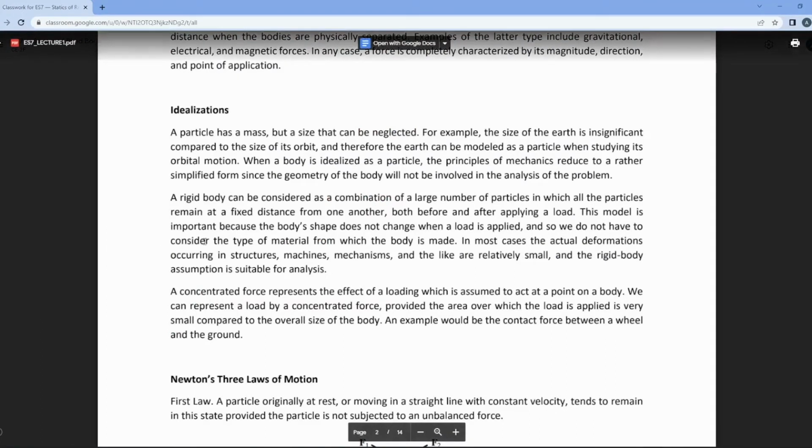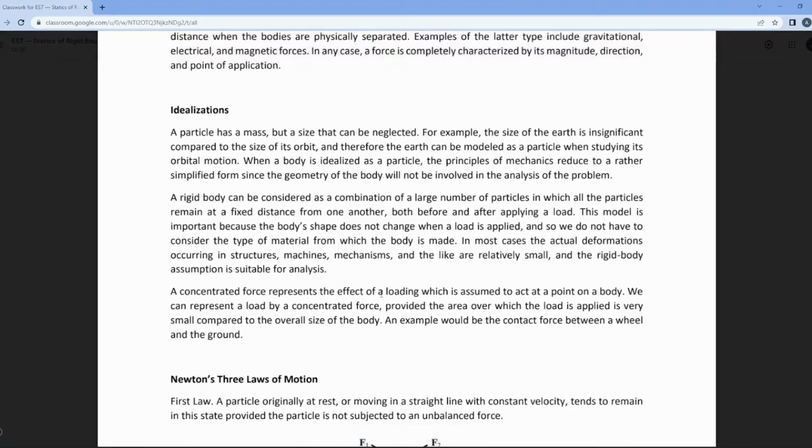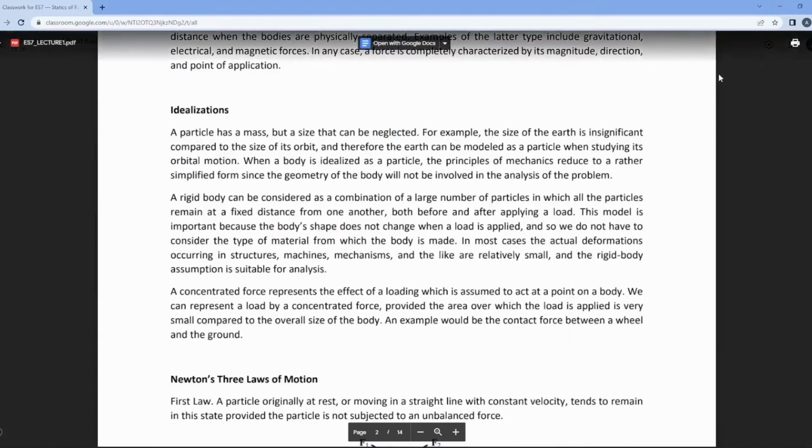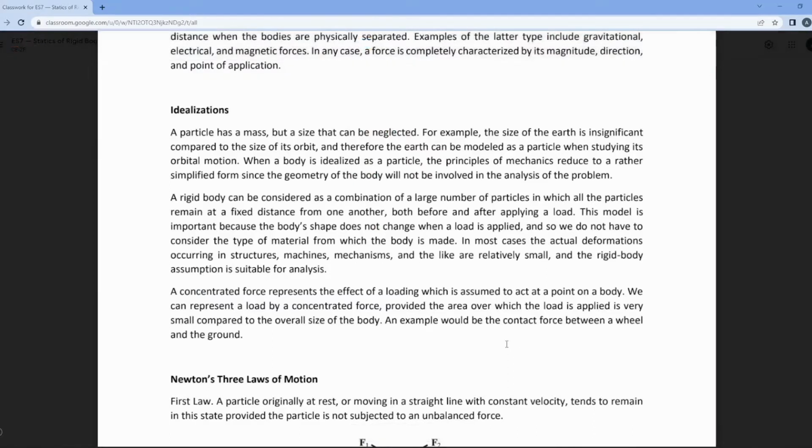This model is important because the body's shape does not change when a load is applied. And so, we do not have to consider the type of material from which the body is made. Ayan. So, kung halimbawa, ito is, let's say, gold, di ba? Ang gold, madali siyang ma-deform. Kung sasabihin natin na rigid body si gold, kahit gano'n ka bigat yung papatong mo doon, hindi siya magde-deform. Kahit steel yung material, hindi rin siya magde-deform. No? Kasi ang assumption natin, rigid body. Okay, so the material does not matter. The type of material. Okay?